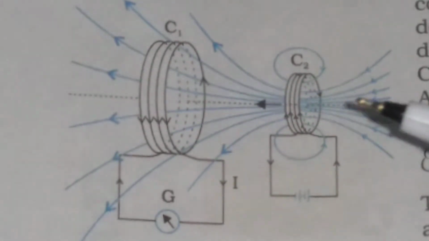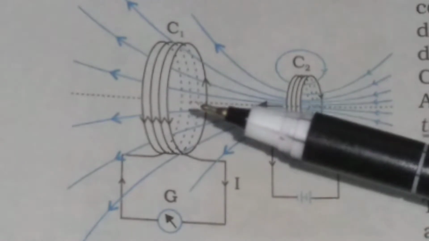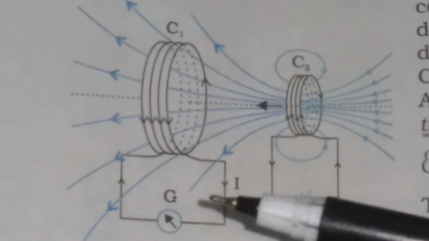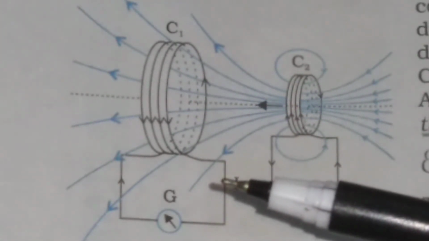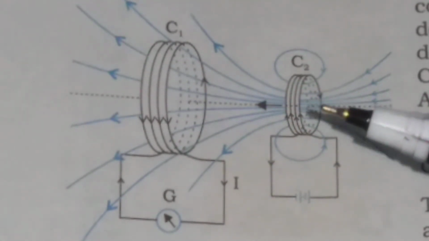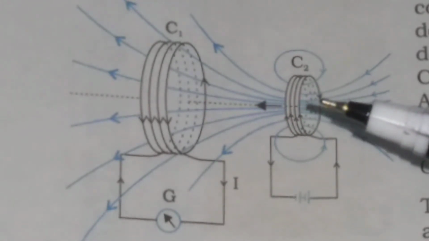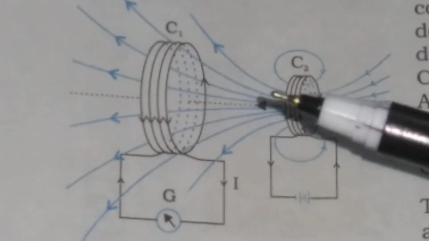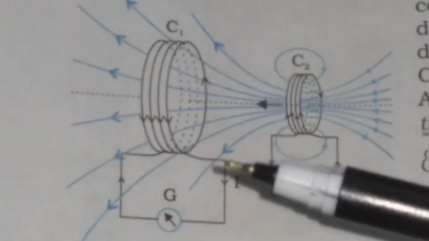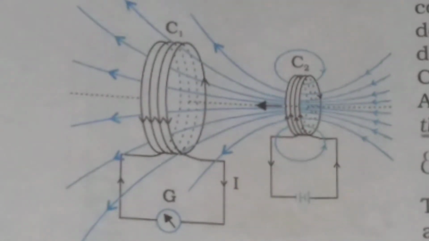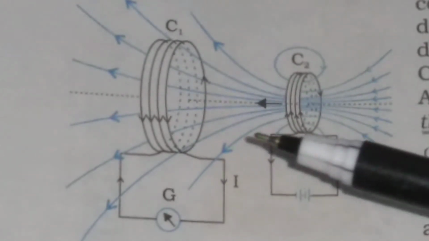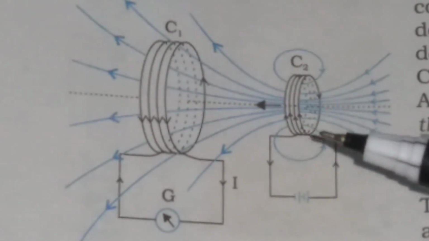The deflection lasts as long as the coil C2 is in motion. When the coil C2 is held fixed and the coil C1 is moved, the same effects are observed in the galvanometer. So what conclusion do you get from this experiment? The relative motion between the coils induces the electric current.